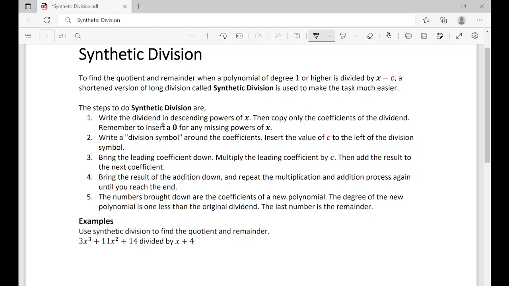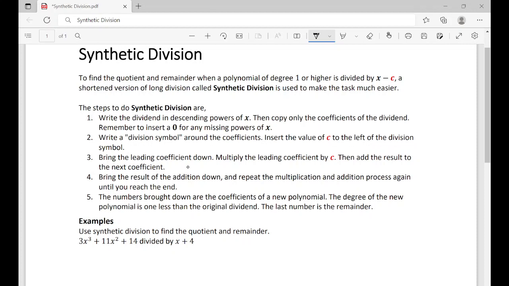First, write the dividend in descending powers of x. Then copy only the coefficients of the dividend. Remember to insert 0 for any missing powers of x. Second, write a division symbol around the coefficients. Then insert the value of c to the left of the division symbol.